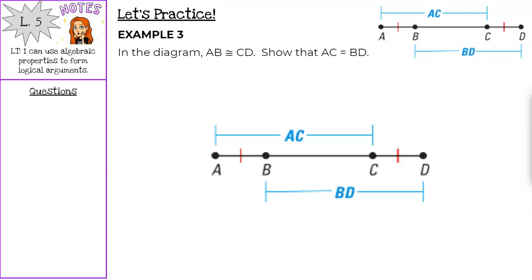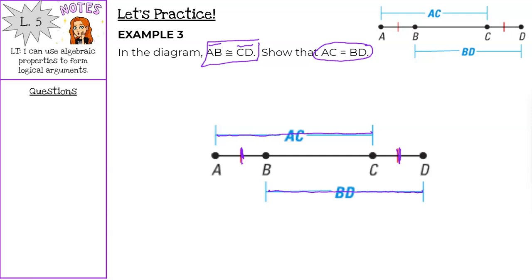In the diagram, AB is congruent to CD, and that should have those segment markings. So segment AB is congruent to segment CD, so that's this piece right here. Show that AC, so the length of AC, is equal to the length of BD. So you want to show that this length is equal to this length. Well, let's first make sense of the diagram. That's the very first thing.